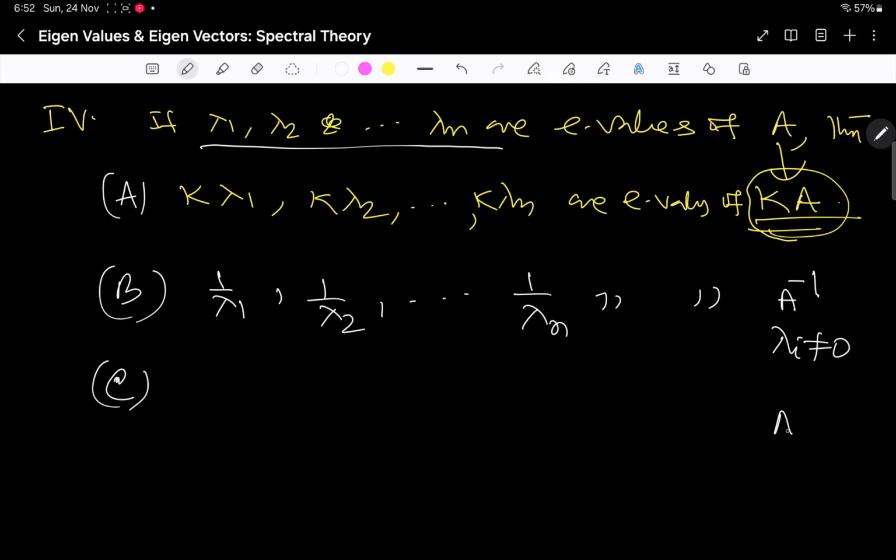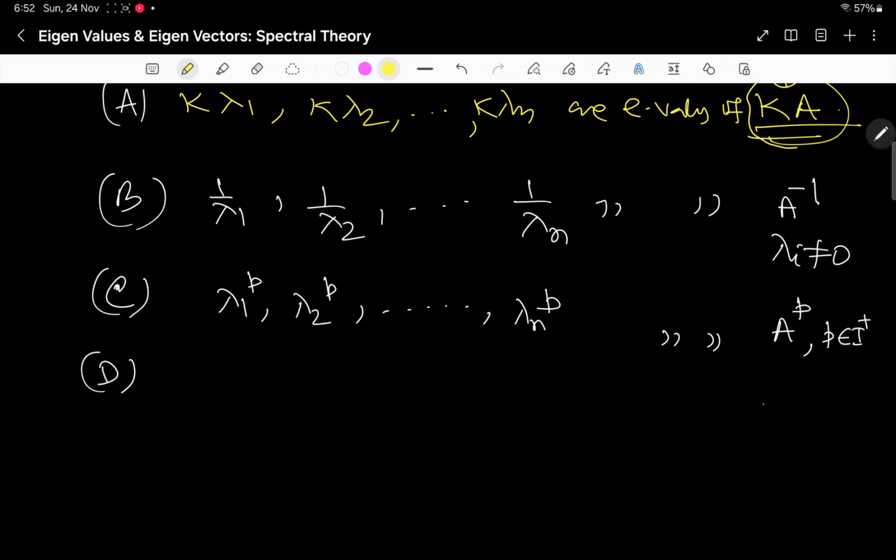what will be the eigenvalues of A to the power p? Right, p is some positive integer, A to the power p. Then we have here lambda 1 to the power p, lambda 2 to the power p, and so on, lambda n to the power p are the eigenvalues of A to the power p.